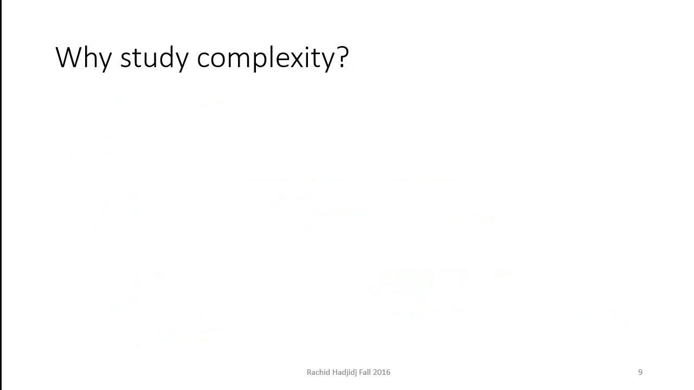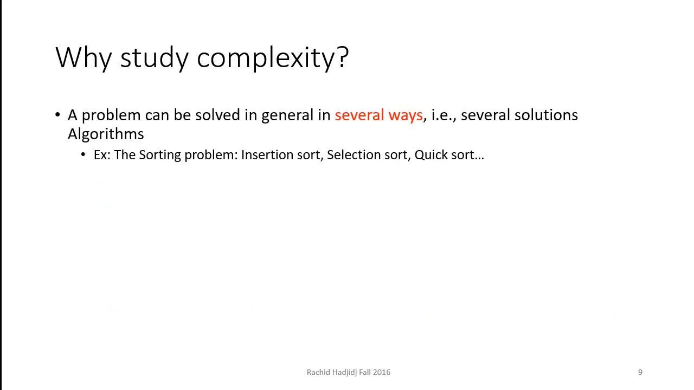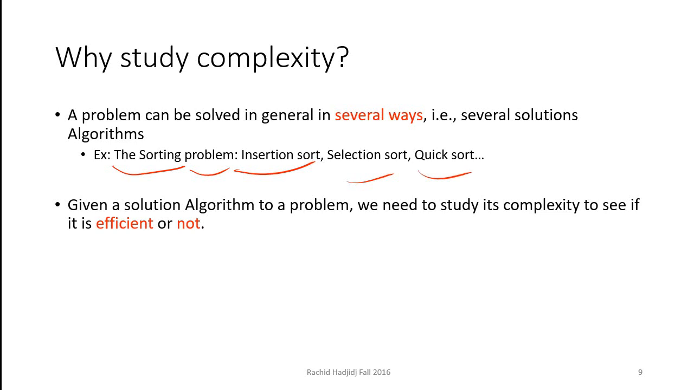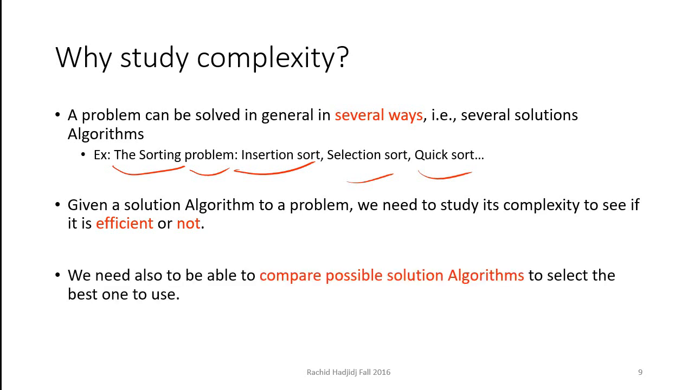Now, why is it important to study the complexity of algorithms? Well, you need to understand that given a problem, it might have several solutions or algorithms to solve it. For instance, if you take the sorting problem, there are many algorithms which can solve it: insertion sort, selection sort, quick sort, bubble sort, and maybe others. Given a solution algorithm to your problem, you need to evaluate its complexity to see if your solution is efficient or not, or even if it is feasible or not. And also, we need to be able to compare the possible solutions and see which one is the best one to use.